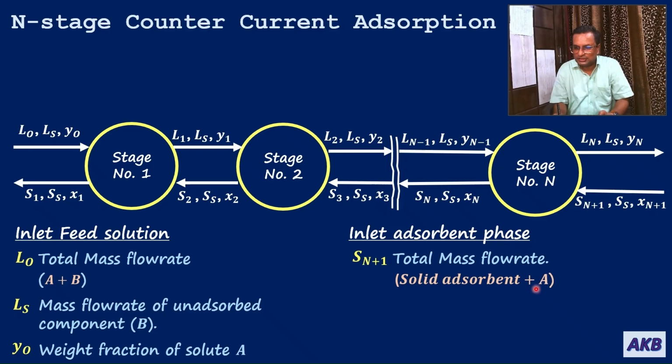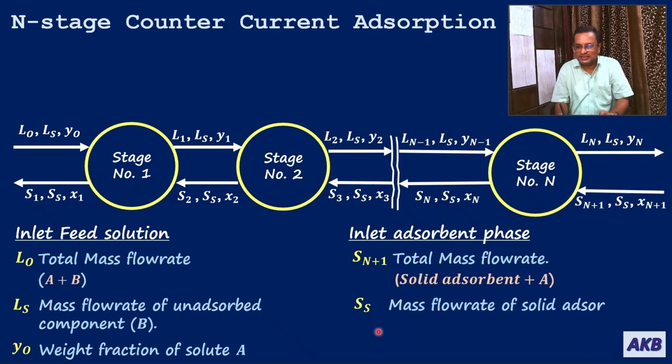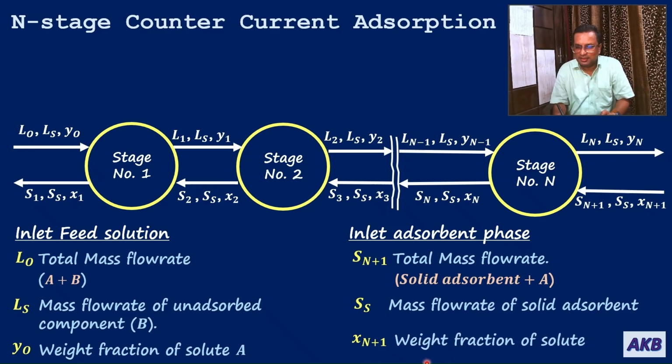The amount of A changes as the adsorbent phase moves through the cascade. Then you have SS, this is the mass flow rate of the solid adsorbent, which is not moving anywhere. It will remain in the adsorbent phase. So SS is the mass flow rate of the solid adsorbent, and X_n+1, you know, is the weight fraction of solute A in the entering adsorbent phase.